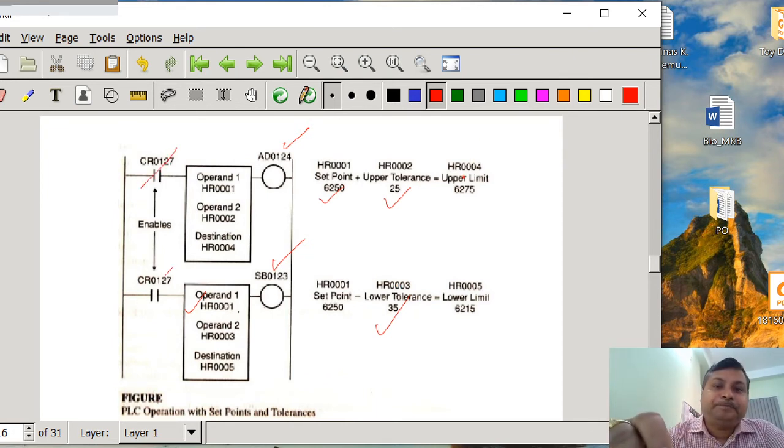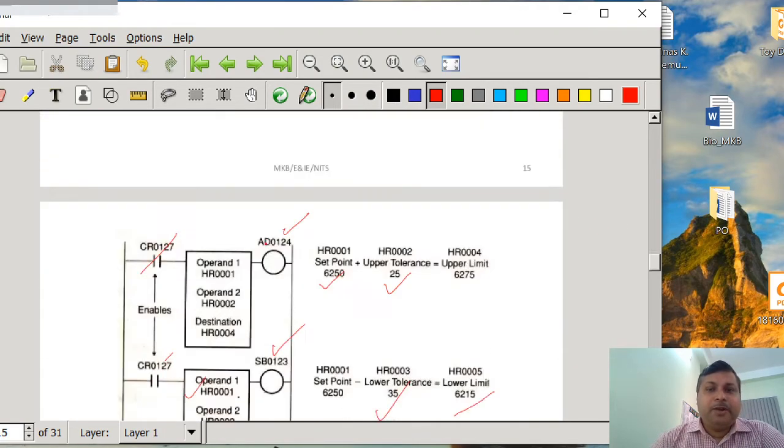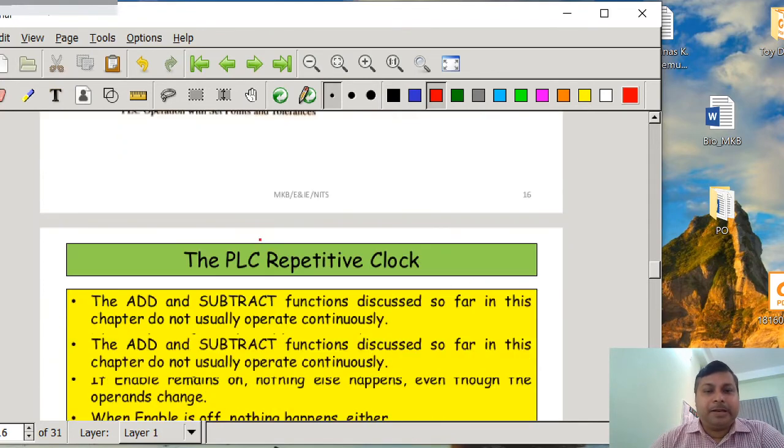Okay, and once you enable it, you will find that HR004 will contain the upper limit, and HR005 will contain the lower limit after the subtraction. So in this way, we can easily change operand 1 and operand 2 for the adder and subtractor based on the requirement. If operand 1 and operand 2 are going to change periodically for the addition and subtraction operations, then we can take the help of the PLC. This is the way we can handle the situation using an adder and subtractor.